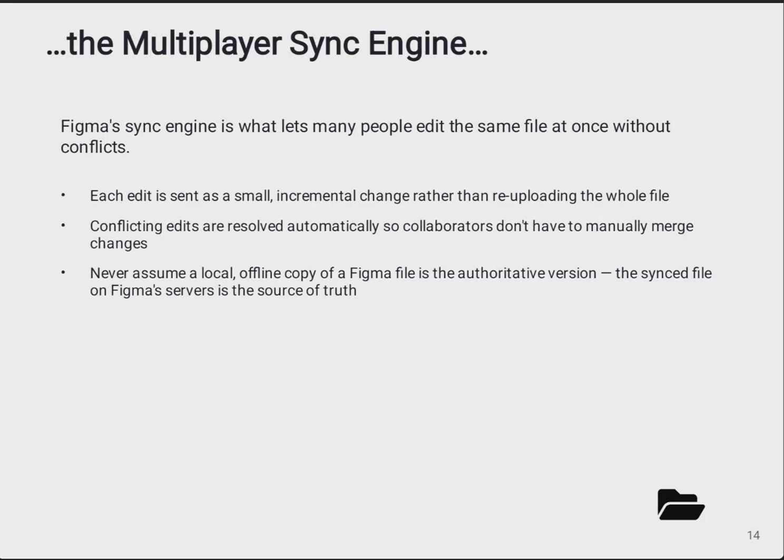The multiplayer sync engine, the Figma sync engine, is what lets many people edit the same file at once without conflicts. Each edit is sent as a small incremental change rather than re-uploading the whole file. Conflicting edits are resolved automatically so collaborators don't have to manually merge changes. Never assume a local offline copy of a Figma file is the authoritative version. The synced file on Figma's server is the source of truth.